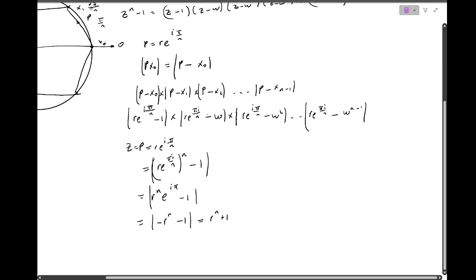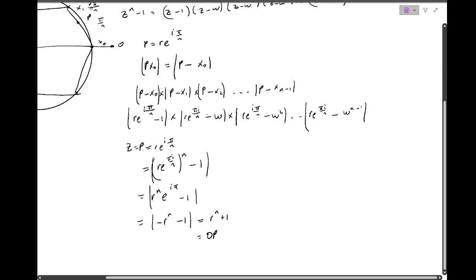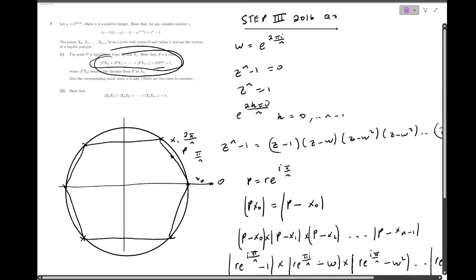And r to the n, we established r was the distance from the center, which is the origin, to p, which is the modulus of p, which is OP. So OP modulus to the n plus 1, which is exactly what we need to prove, right?